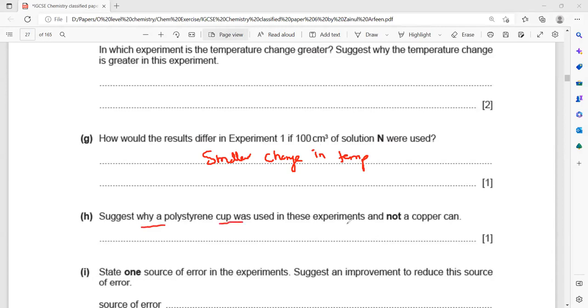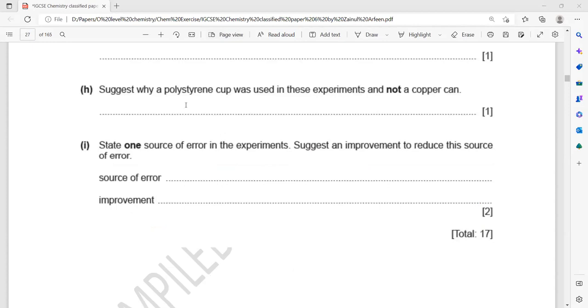Suggest why a polystyrene cup was used in this experiment, not a copper cup. We can use copper, but why don't we prefer to use it? Copper is a conductor of heat, so we will not get an accurate value. A polystyrene cup will insulate, so we can get a more accurate value. So polystyrene is an insulator, or copper is a conductor. You can mention either way. Polystyrene is a good insulator, or copper conducts and transfers the heat energy to the surroundings.